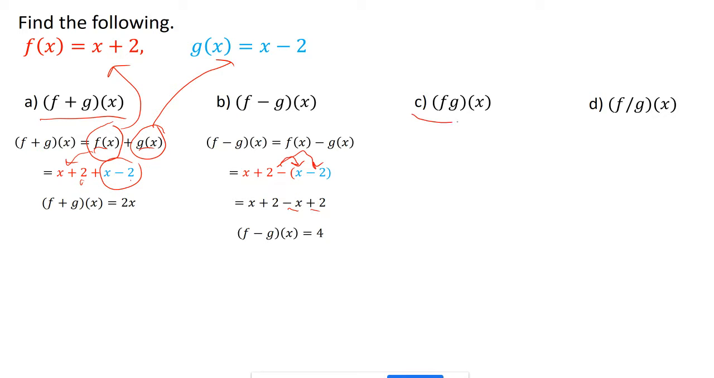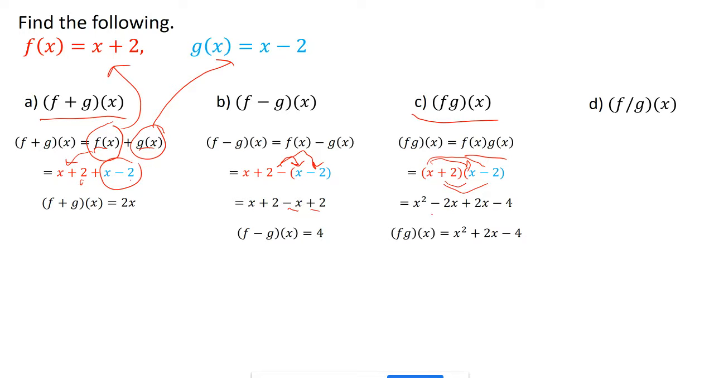Okay, what does the third one mean? f times g of x. So if I rewrite it the way it's defined, that means that we're multiplying. So I have x plus 2 times x minus 2. We're going to multiply it out. x times x is x squared. x times negative 2 is negative 2x, plus 2x, minus 4. Combine your like terms. So here, I think I made a mistake. The negative 2x plus 2x is not going to be 2x, but it's going to be what? 0. So my answer here would be x squared minus 4.